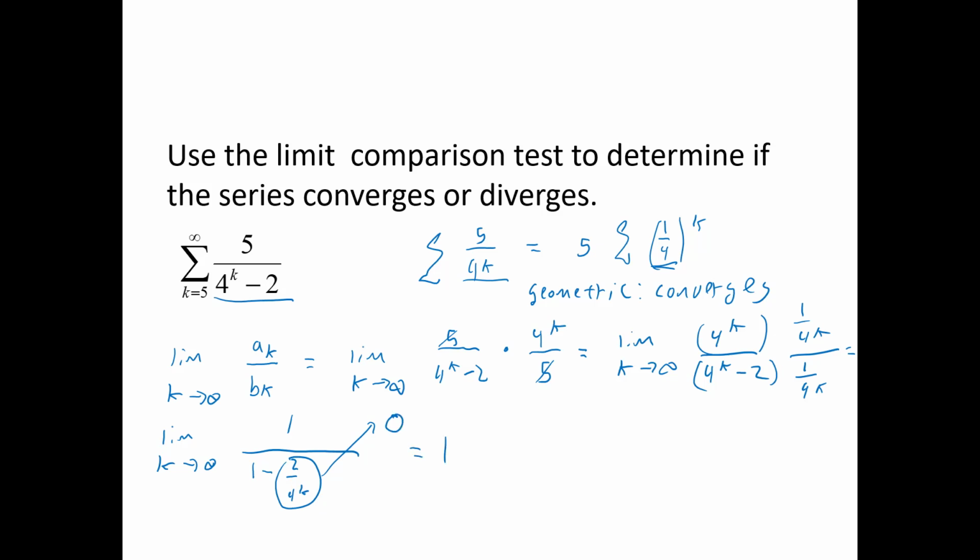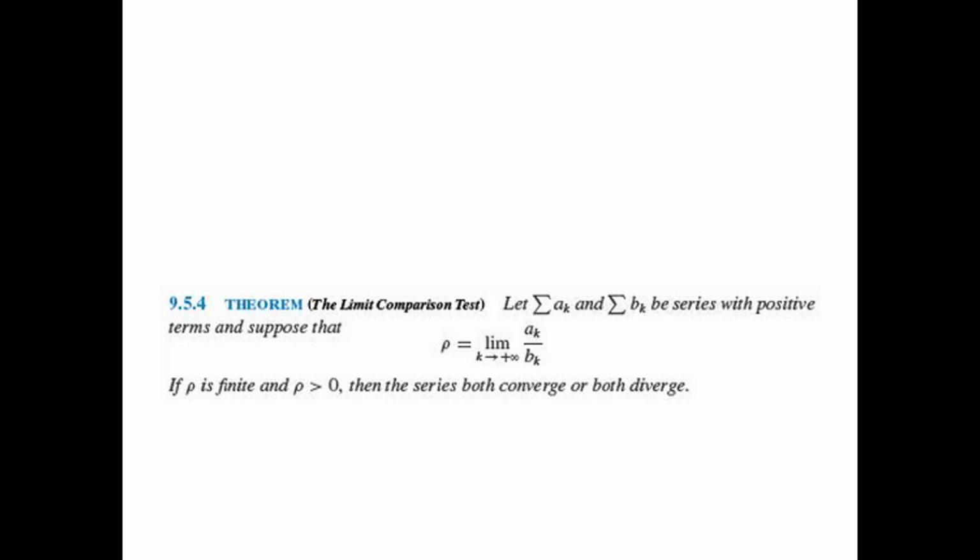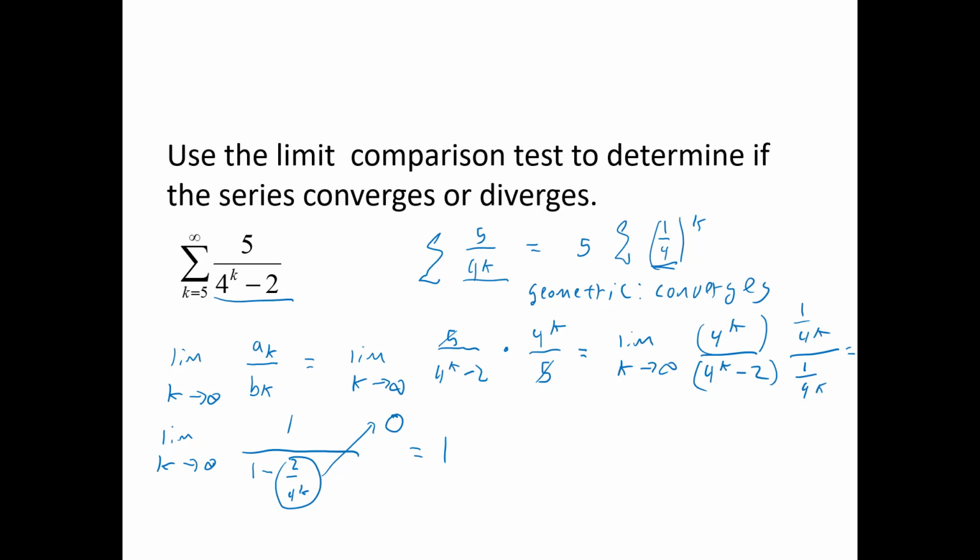Now you need to be careful, right? You later learned the ratio test, and your ratio test tells you that if your limit is 1, the test is inconclusive. But this is not the ratio test. This is the limit comparison test. And here, if rho is finite and greater than 0, then the series both converge or both diverge. So here, because it's finite and 1 is a perfectly good answer, the test is conclusive. Therefore, the series 5 over 4 to the k minus 2 converges.